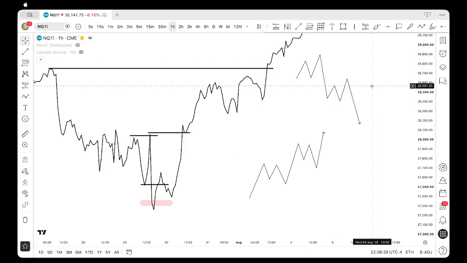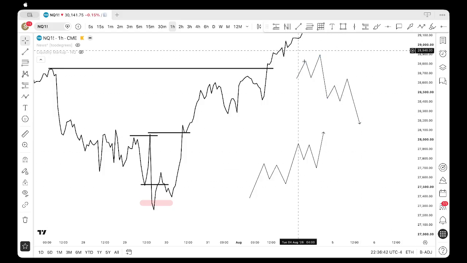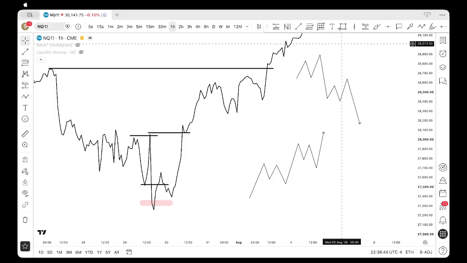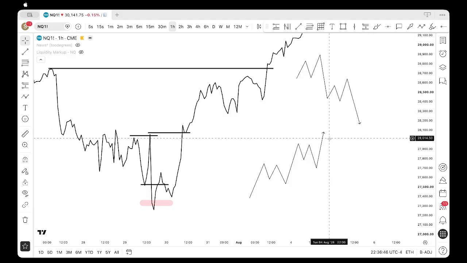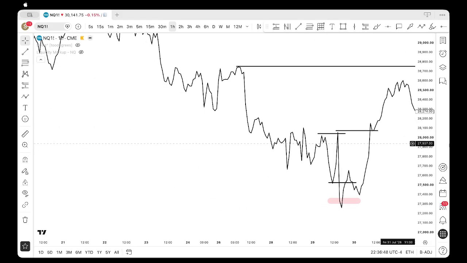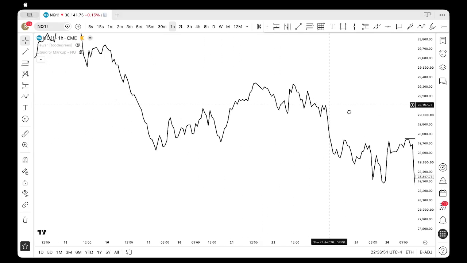We have to have liquidity to fund a move. We have to have something taken out. We have to have manipulation of some sort to generate a move in order for the market to move in a certain direction. So hopefully that makes sense. We can go look at more examples.